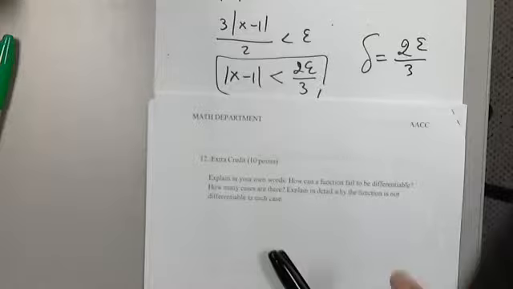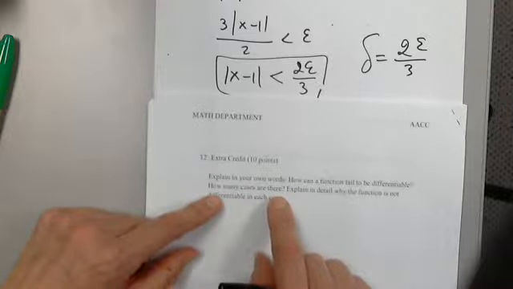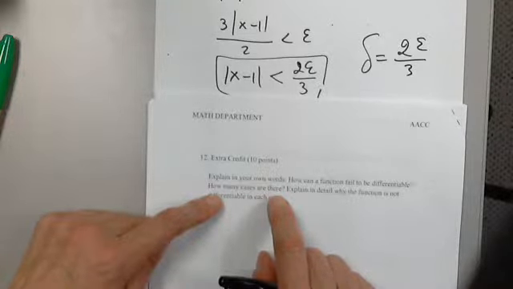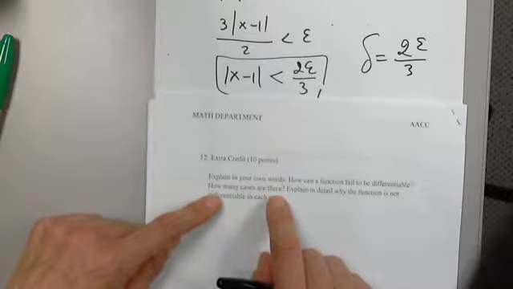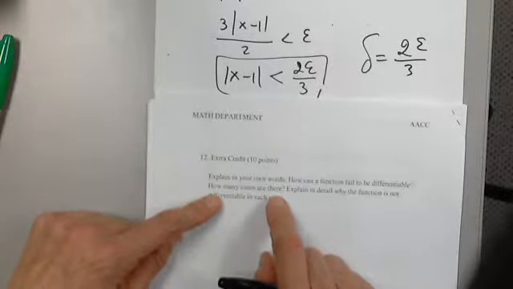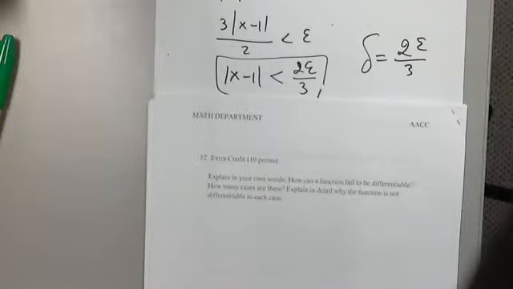So a function is not differentiable when it's not continuous. And if it is continuous, it will not be differentiable when it has a cusp, corner, or vertical tangent. How many cases are there? Well, cusp and corner are kind of the same case. Vertical tangent is separate, a second case. And the discontinuous is another case.